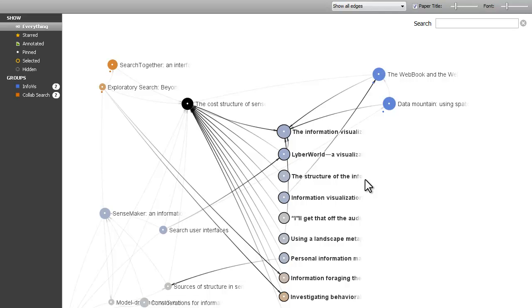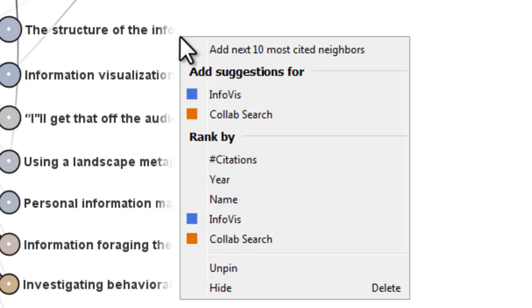She wants to quickly find the article that most likely belongs to information visualization. So she ranks the articles by their relevance to that group, using Apolo's rank-in-place feature. She can also rank them by year.